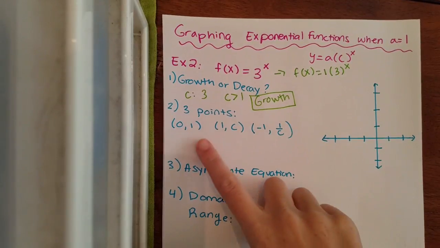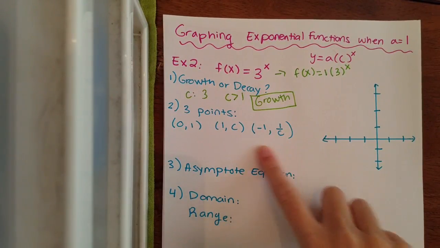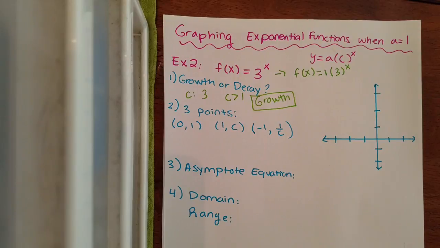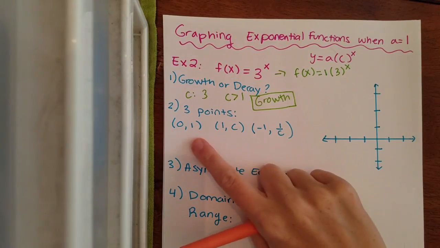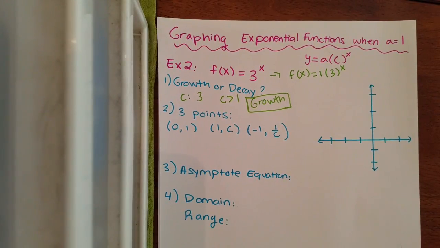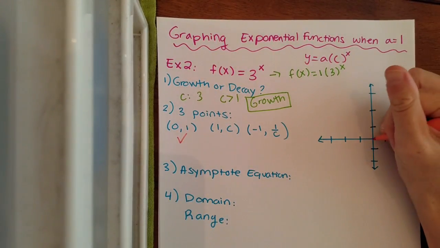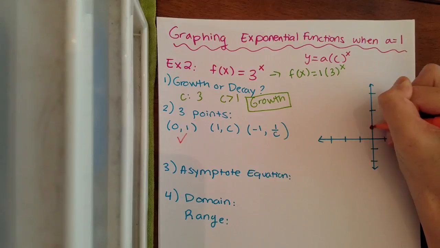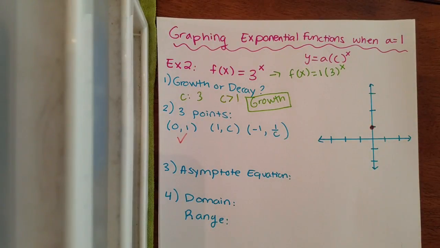Now, in order to graph this, we need our 3 points, which we always use when we graph exponentials. Okay, we always have the point 0, 1. So I'm going to go ahead and plot that one. That one's already done, taken care of. So I'm going to plot the point 0, 1. Plot my lovely point right there.